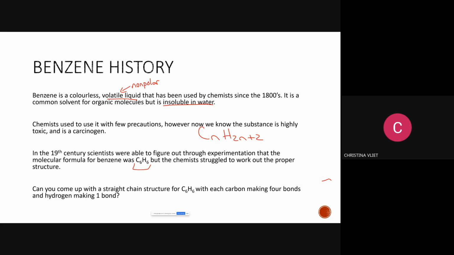It has to be C6H6. But they found that it reacted differently than other alkenes. Its reactivity was different. So they were struggling.